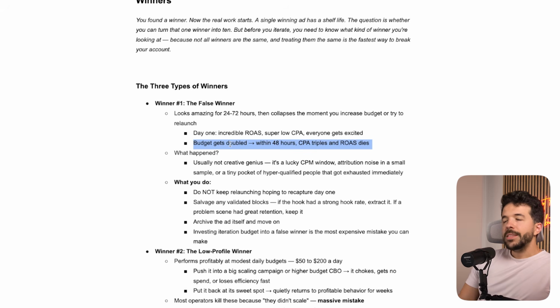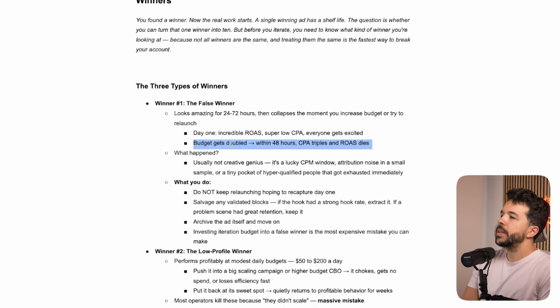Sometimes you don't even need to increase the budget, simply because it was just an attribution problem. It was kind of a good audience for whatever reason. It was, again, a lucky CPM window, attribution noise. It was just not a solid winner. It was just a mistake. It was just a coincidence.